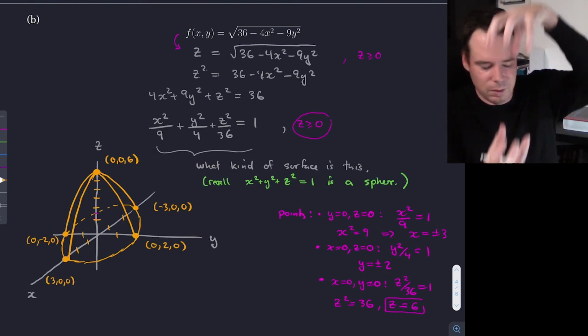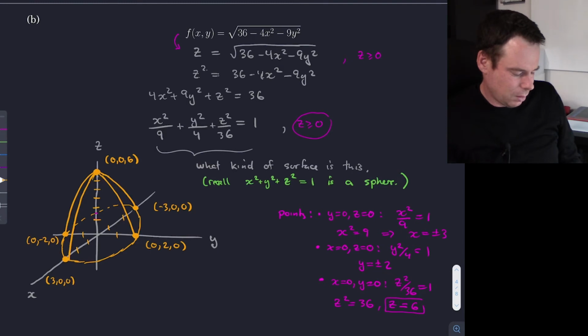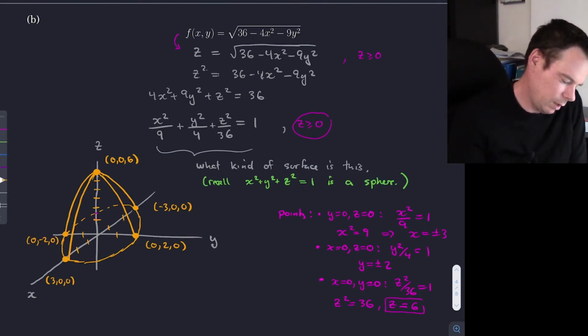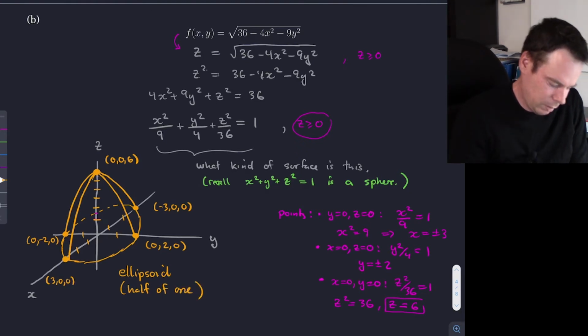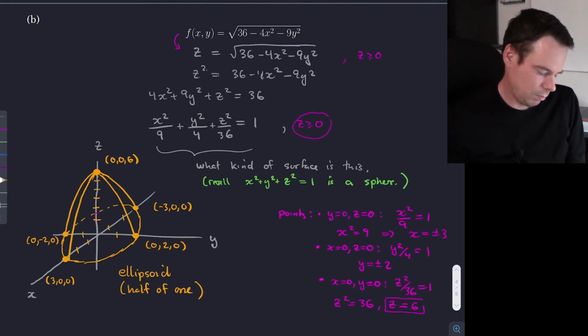Well, it's actually vertically now. So it's stretched out by a factor of 6 along the z-axis, by a factor of 2 along the y-axis, but by a factor of 3 along the x-axis. And this is known as an ellipsoid, or at least half of one. It's half of an ellipsoid. It's the upper ellipsoid, if you want to think about it that way.